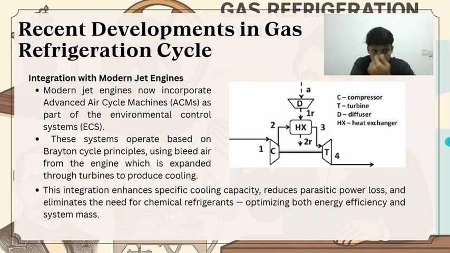What this slide talks about is how gas refrigeration cycles are now used in modern aircraft. The systems called ACMs use bleed air from the engine and cool it down using principles of the Brayton cycle. The thing here is they don't rely on chemical refrigerants like normal air conditioning units do. Instead, they use the engine's own airflow, making it lighter, more efficient, and eco-friendly.